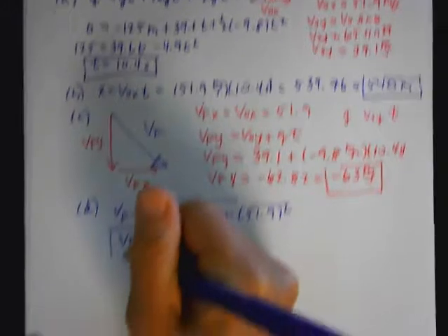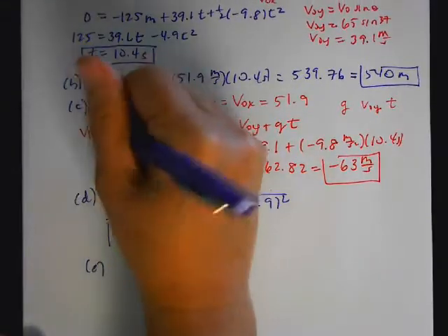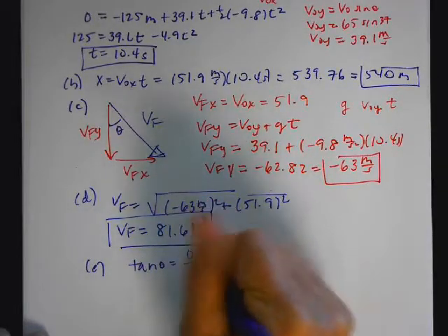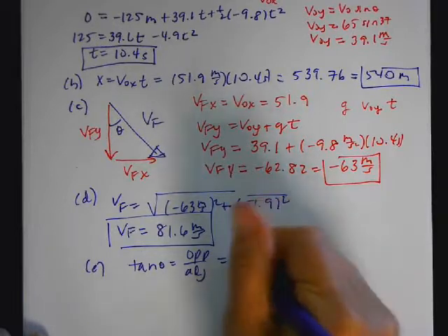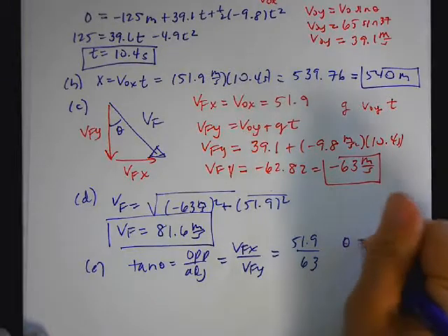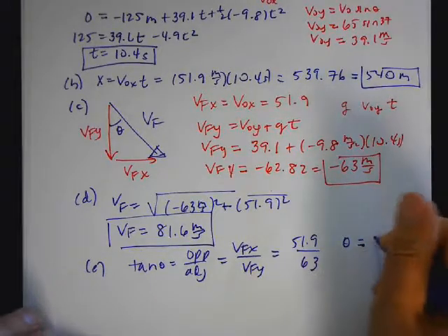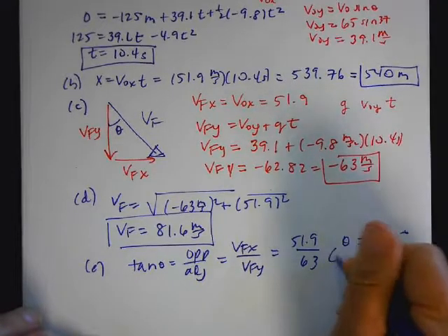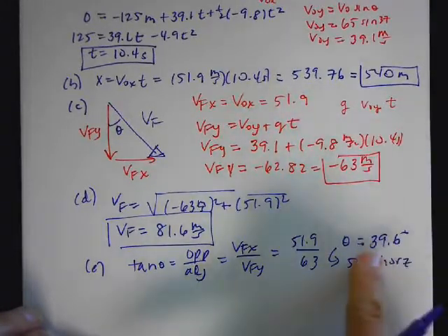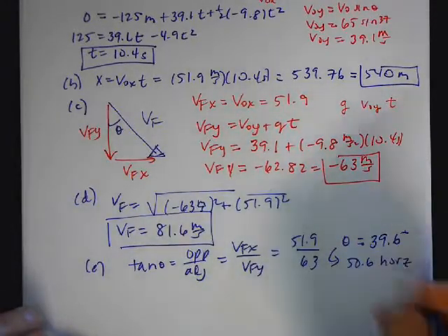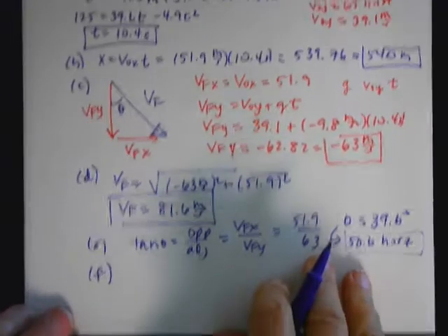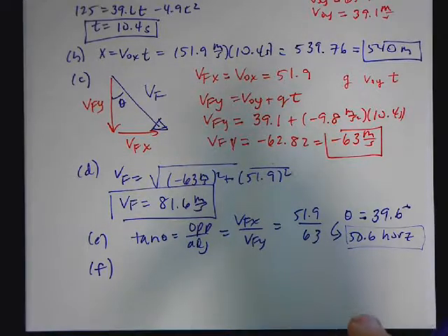They want to know part E, the angle. So I would find the angle in the triangle and say tan of theta is equal to opposite over adjacent, which is v_fx over v_fy, which is 51.9 over 63. So theta comes out to be 39.6, but if you look at the answer on your worksheet, it's 50.6 from the horizontal. This angle here is from the vertical, so they're complementary angles. So 50.6 from that. And then the last part, part F, said the maximum height.